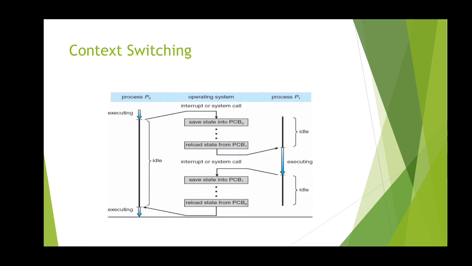After some time, process P0 again wants to execute. During that time all the execution state of P1 should be saved in the process control block. After that, all the state of P0 which was saved in the process control block should be reloaded into the CPU, and after reloading all the state of the process P0 into the CPU, the process P0 can execute.